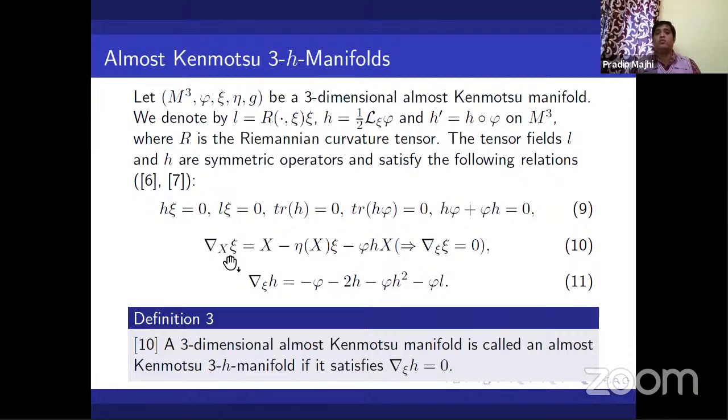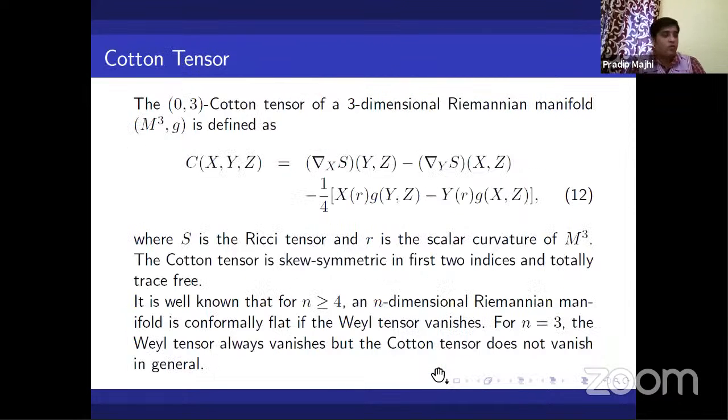Now we have defined almost Kenmotsu 3-h manifolds, because our target is to study Cotton solitons on almost Kenmotsu 3-h manifolds. So what are almost Kenmotsu 3-h manifolds? A three-dimensional almost Kenmotsu manifold is called an almost Kenmotsu 3-h manifold if it satisfies nabla xi h equals 0. Okay, so now we define the Cotton tensor.